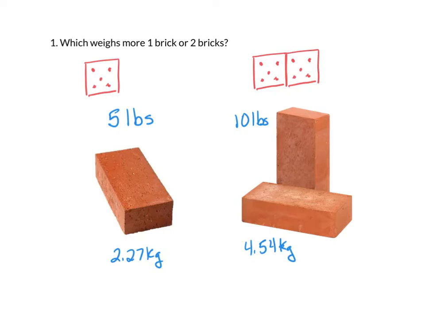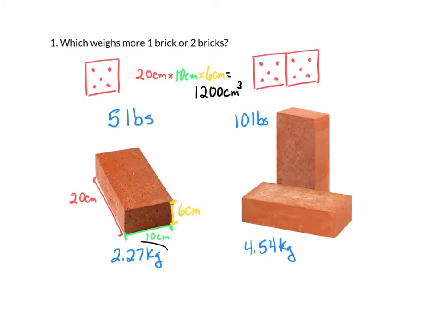For one brick, if the dimensions of the brick are 20 centimeters by 10 centimeters by 6 centimeters, we end up with 1,200 cubic centimeters as the volume of our brick. If the mass of one brick is 2.27 kilograms, then we would know that that is 2,270 grams. Now we're going to calculate the density.